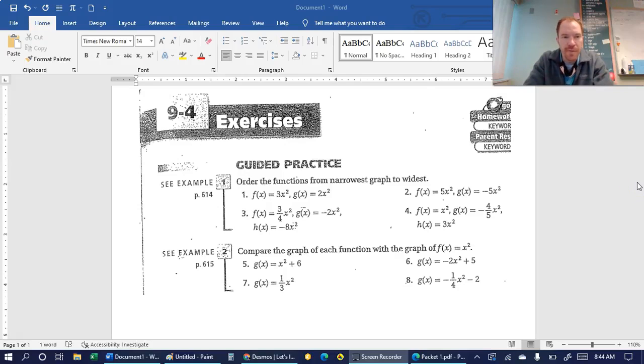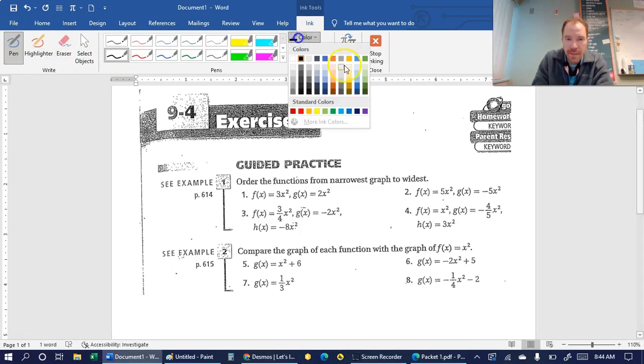Right, for my Algebra 2B folks, we're going to do a little bit of practice here with transforming the graphs of quadratic functions. I'm going to look at some problems from the packet 9.4. So if you can find this page, 9.4 exercises in your packet, I'm going to look specifically at 5 through 8.